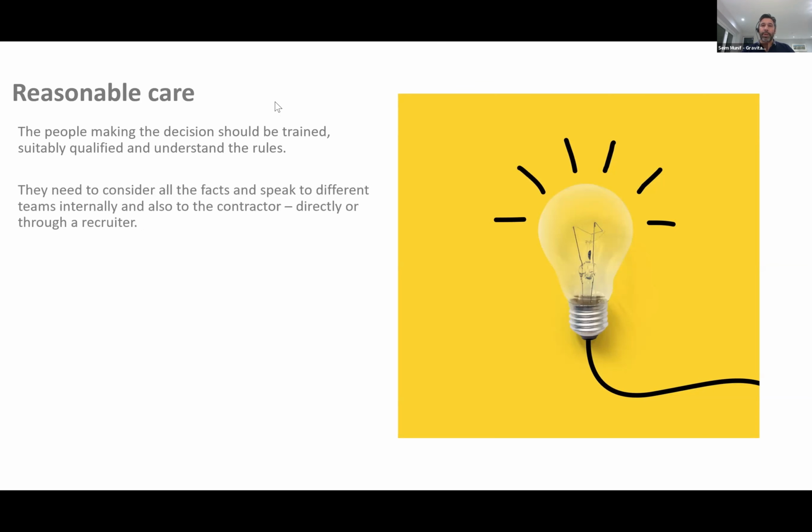Now, the larger the company, the more reasonable care you should be taking, right? You need to consider all the facts and speak to different teams internally and also the contractor directly or through a recruiter. Now, this is important. What we saw last year was that a lot of people who were maybe the project managers on a project might have said to everyone, you know what, I will make the determination for this. I think I want it to be outside, so it's outside, and I'm going to change the rules to make it work. What generally happened with those is that for the more complex organizations, HR or finance came along and said, okay, all those determinations you made before, they all wash away. We need to follow a different approach here, and we need to follow this route to make sure we comply.